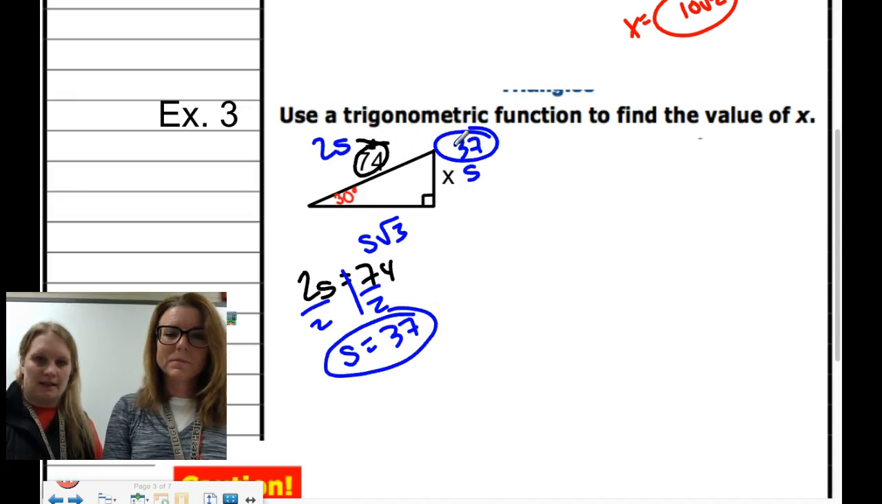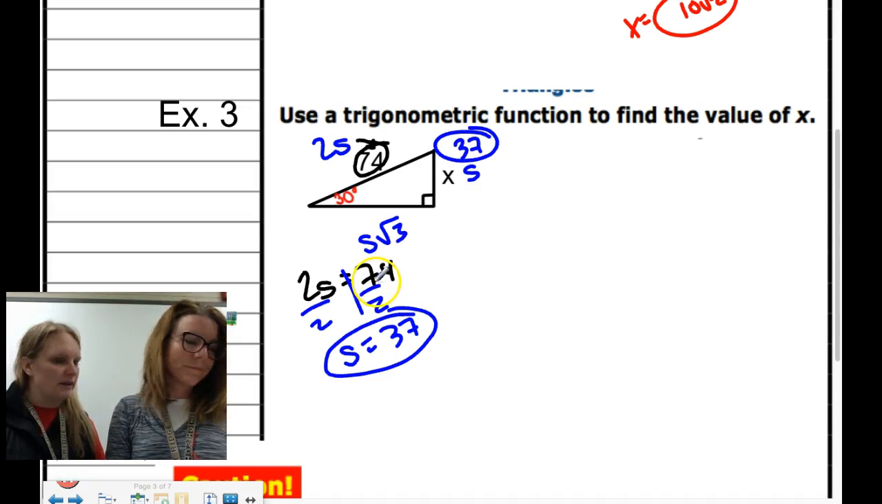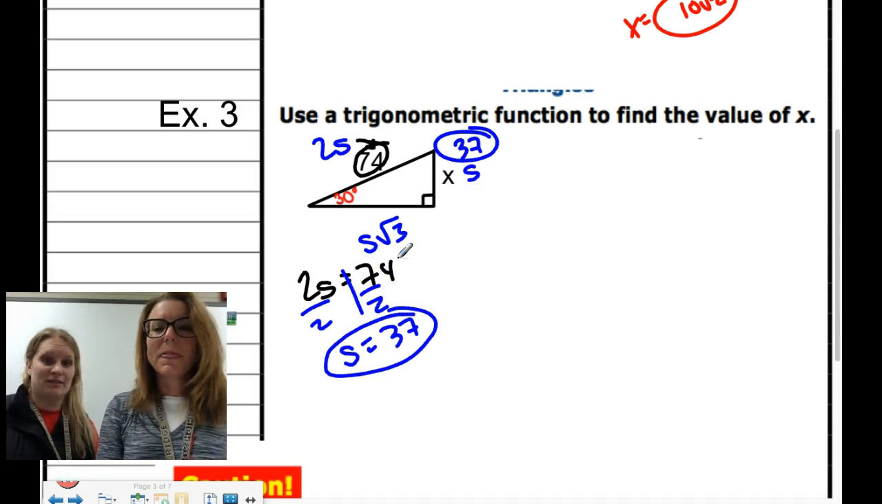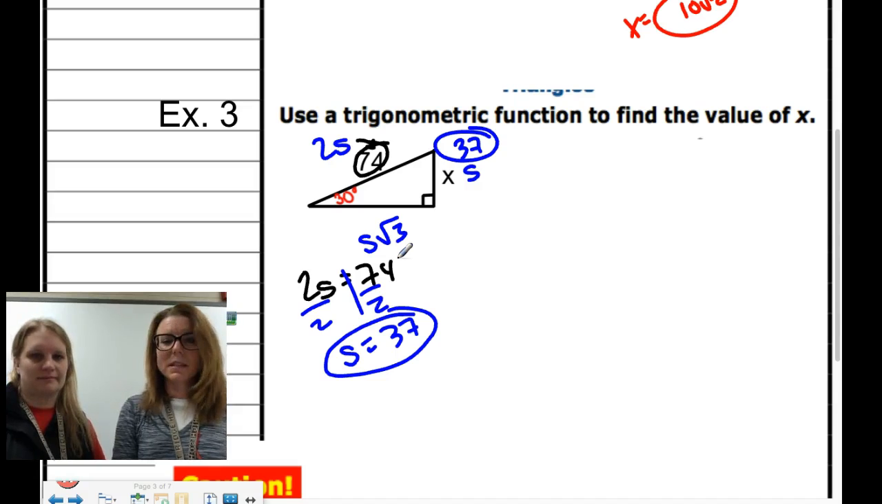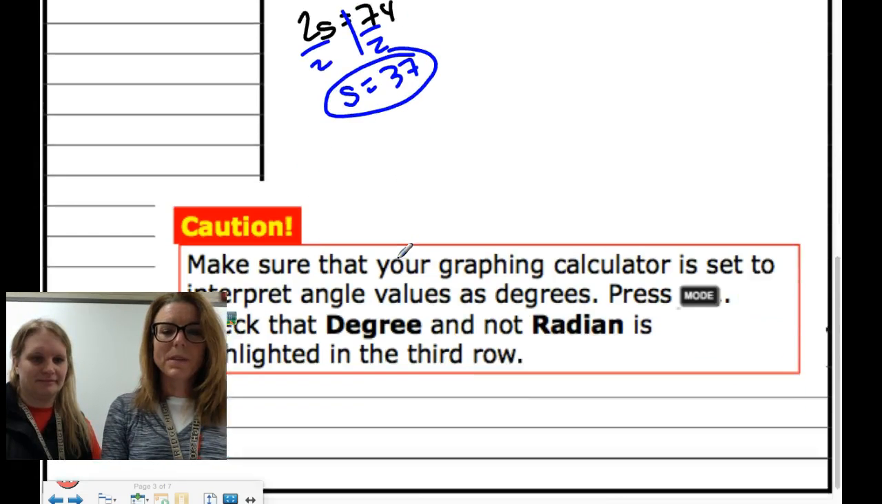Do we have to plug it in for all of them, or are we just finding X? Just finding X. This is way easier than geometry. Just finding the value of x. That's it. Does that make sense? Are we good? Okay.